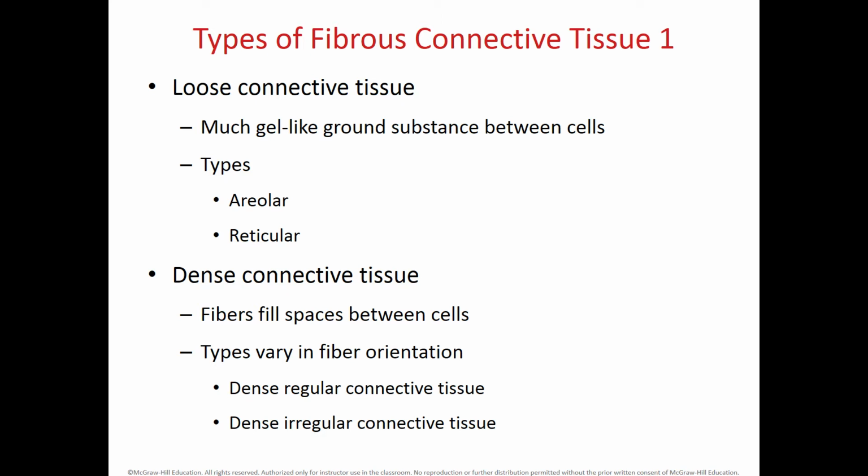Now, the other type of connective tissue is dense connective tissue. In this case, we have many fibers that fill the spaces between the cells. And then the fibers vary in their orientation. Sometimes the fibers run in the same direction, and then we classify this tissue as dense regular connective tissue. And sometimes the fibers run in different directions, forming a not organized structure, and then we call it dense irregular connective tissue.